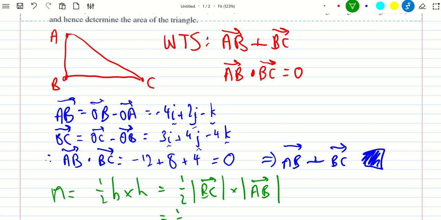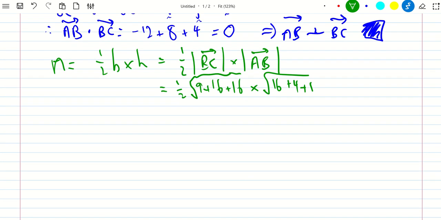Okay, so here we go. So half. Let's have a look at BC. BC, where was it? Up here, 3i plus 4j plus 4k. So that's going to be 9 plus 16 plus 16, all in the square root there. And the magnitude of AB is going to be the square root of 16 plus 4 plus 1. And then we just need to calculate this. That's going to be the square root of 32 plus 9, which is the square root of 41. Ugh, pretty yucky numbers. And the square root of 21. Disgusting numbers as well.